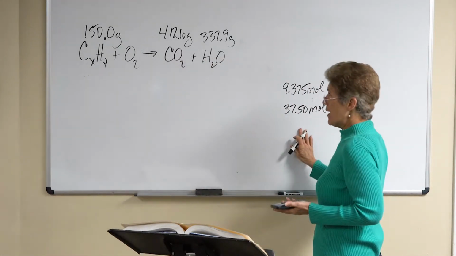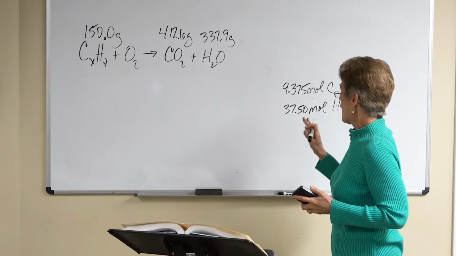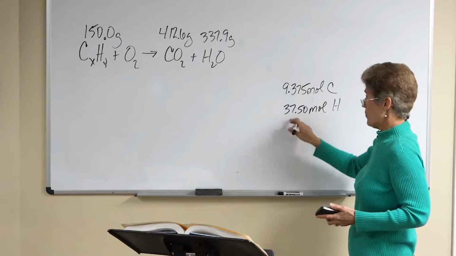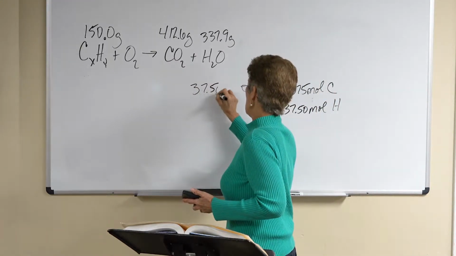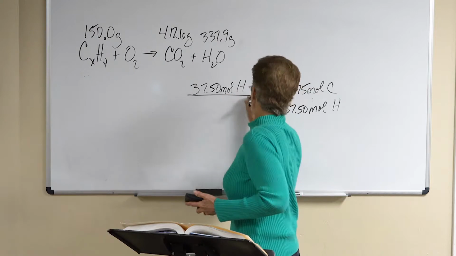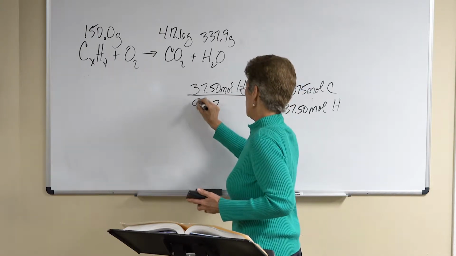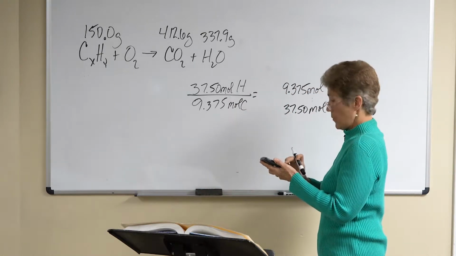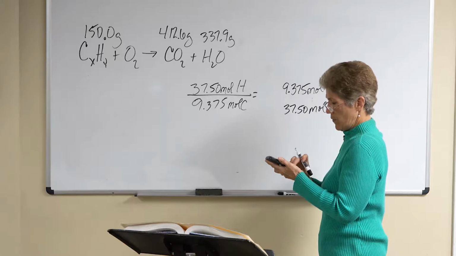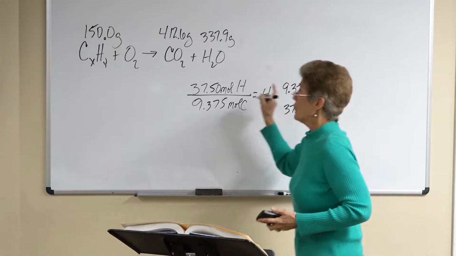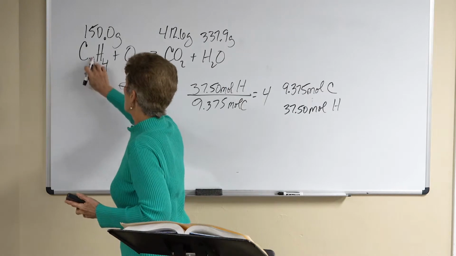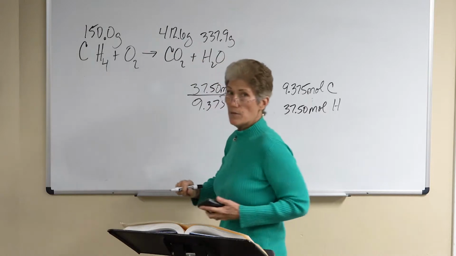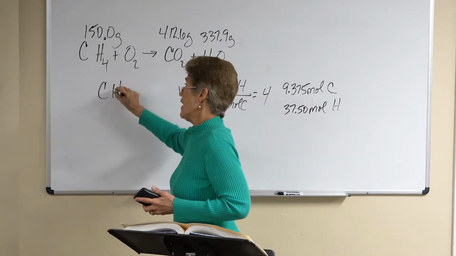Okay, so now that we have that, we need to figure out how much hydrogen there is to carbon, because that's the larger number. So I'm going to say 37.50 moles of hydrogen per 9.375 moles of carbon, divided by, and that gives me 4. So I know that there are 4 times more hydrogens than there are carbons. There you go. And so the empirical formula is CH4.